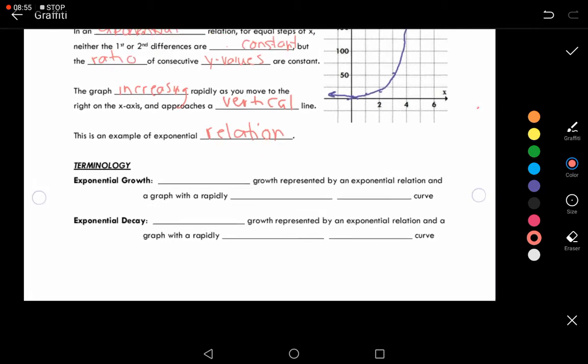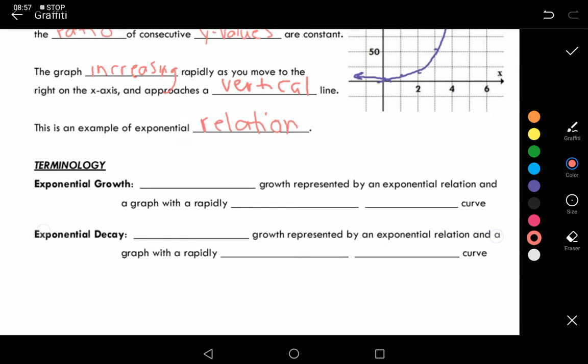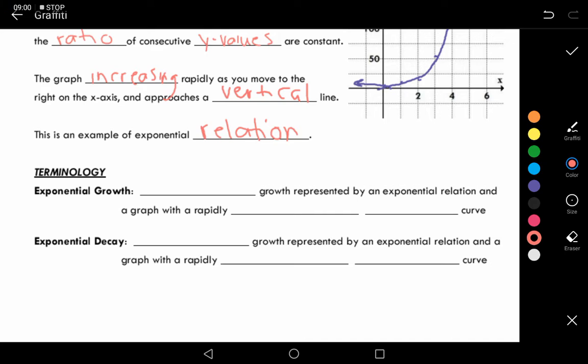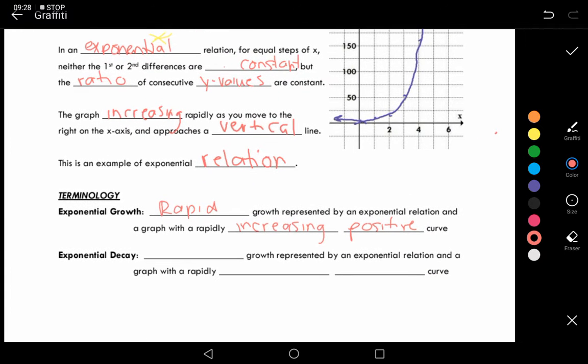Okay, so just some terminology for this lesson. Exponential growth is rapid growth represented by an exponential relation and a graph with a rapidly increasing positive curve. Maybe you just want to draw yourself a little sketch beside it. This is when our graph looks like this.